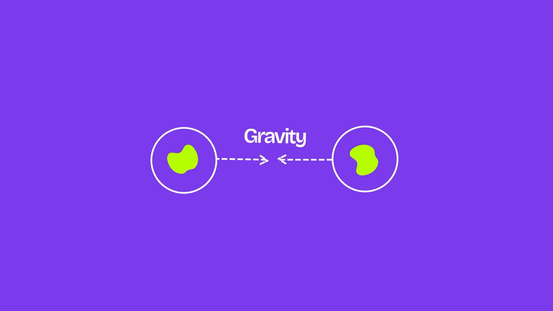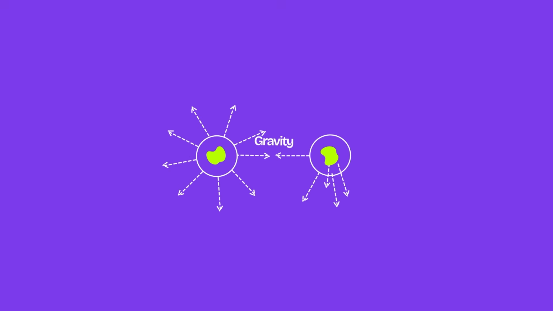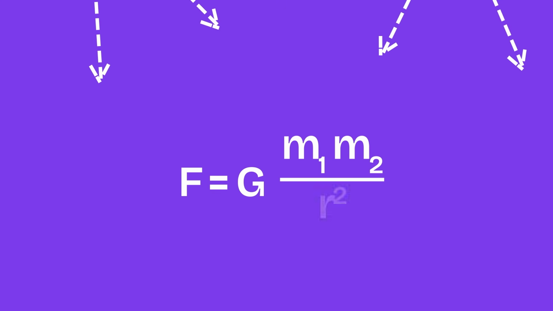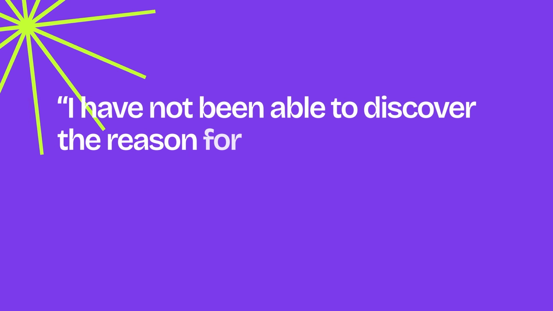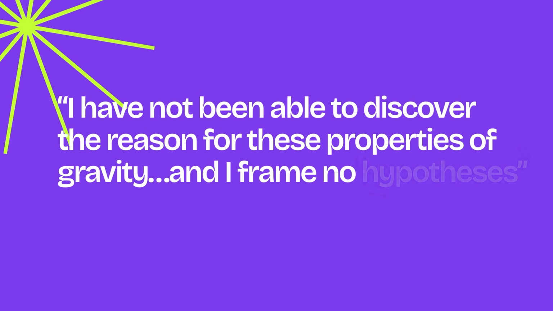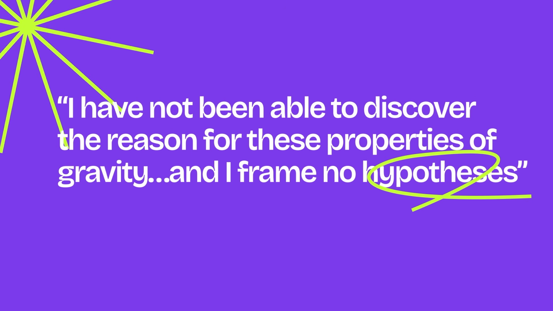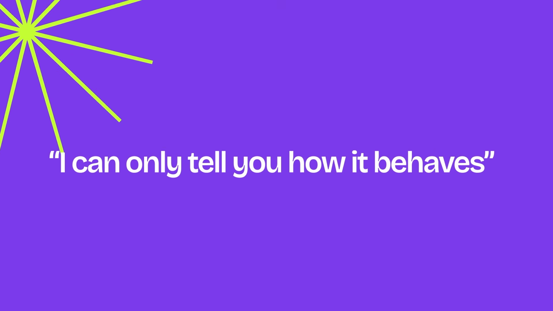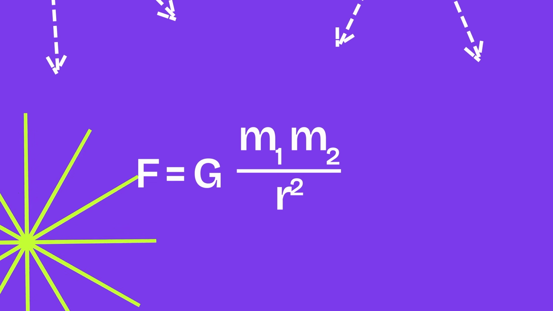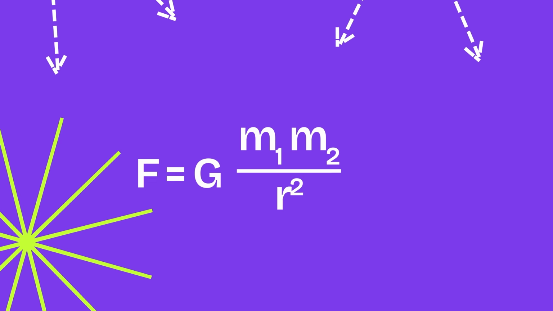A Newtonian might respond, "Masses attract via an invisible force. It's just how nature works." Newton himself admitted he had no idea why gravity obeys an inverse square law. He famously wrote, "I have not been able to discover the reason for these properties of gravity, and I frame no hypotheses." In other words, don't ask me why gravity exists. I can only tell you how it behaves.